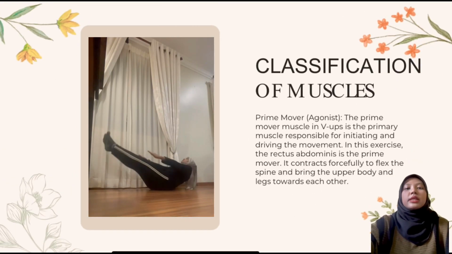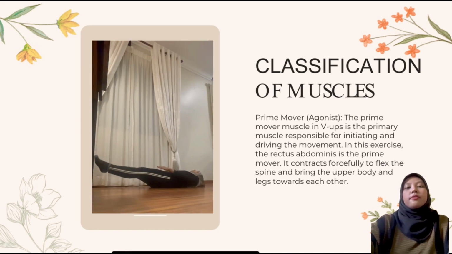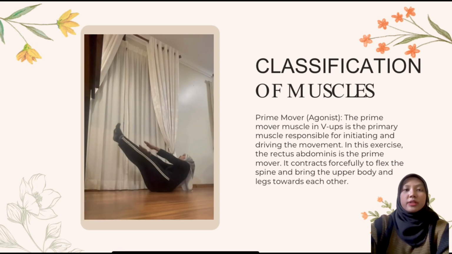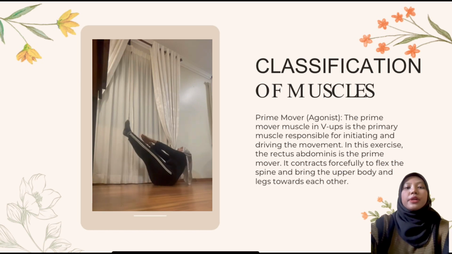The prime mover muscle in V-up is the primary muscle responsible for initiating and driving the movement. In this exercise, the rectus abdominis is the prime mover. It contracts forcefully to flex the spine and bring the upper body and legs toward each other.